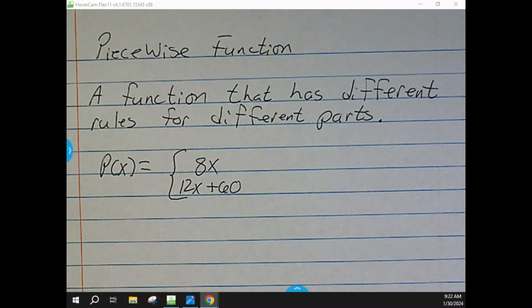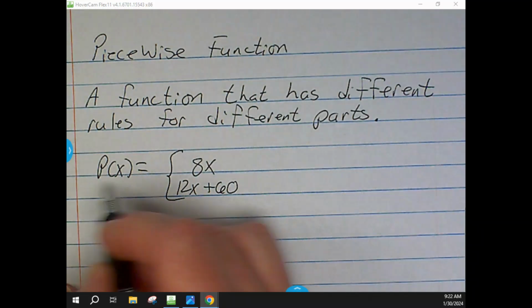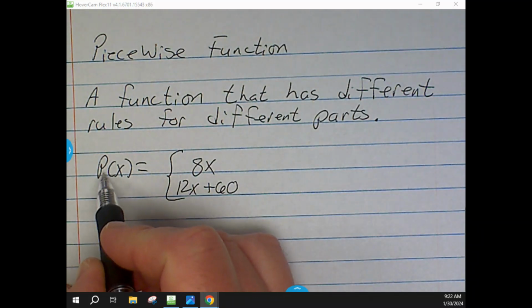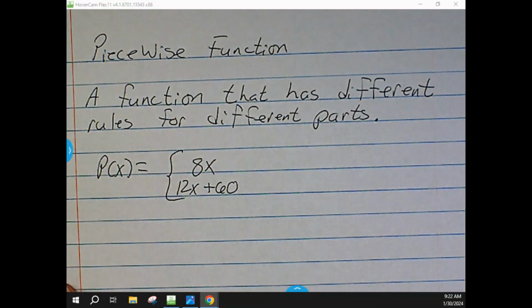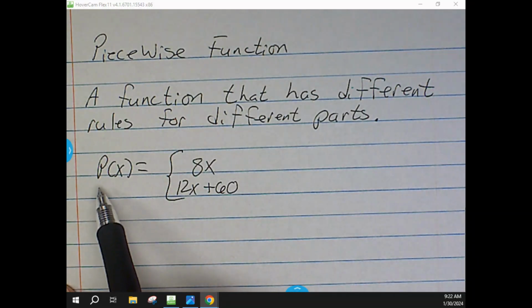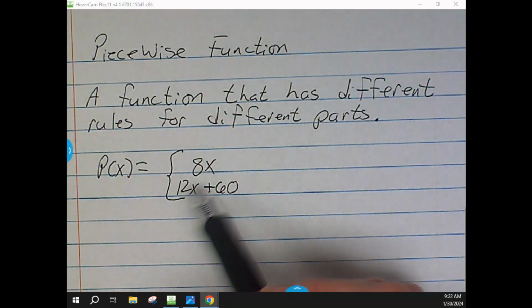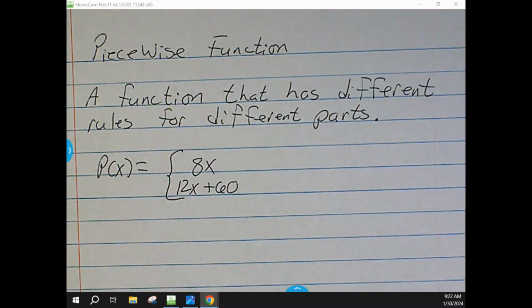Okay, so instead of the function just being f of x equals something, and again, they could put p of x or f of x or g of x. It doesn't really matter. A lot of times they like to put p because it's a piecewise function. But you've got two pieces. You've got 8x and 12x plus 60.